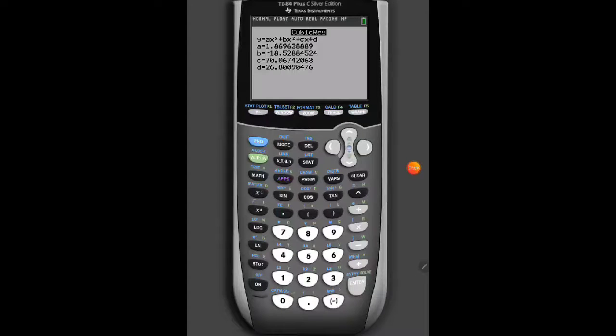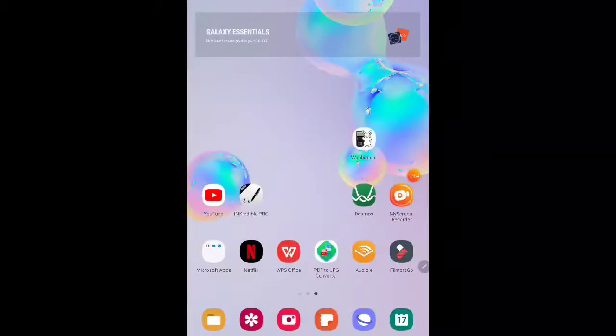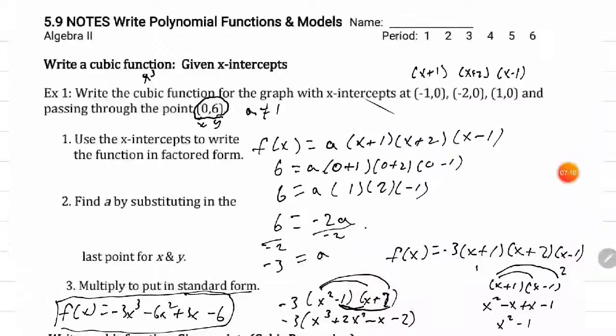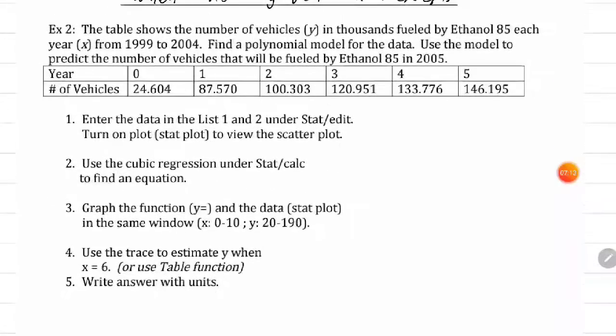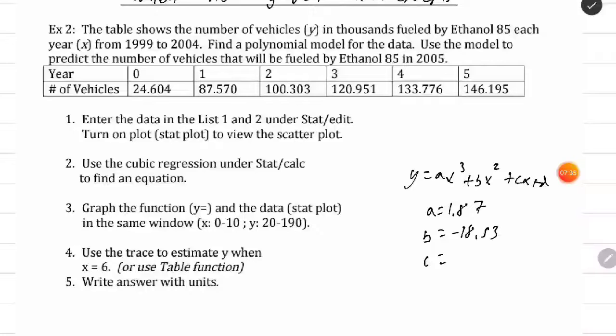So let's write all this stuff back out. Okay, let's see what we got here. So we're making y equals ax cubed plus bx squared plus cx plus d. So a equals 1.87. b equals negative 18.53. I'm not going to write out all the numbers because it's way too many. 2 to 3 decimal places is pretty good. d equals 26.8. Okay.